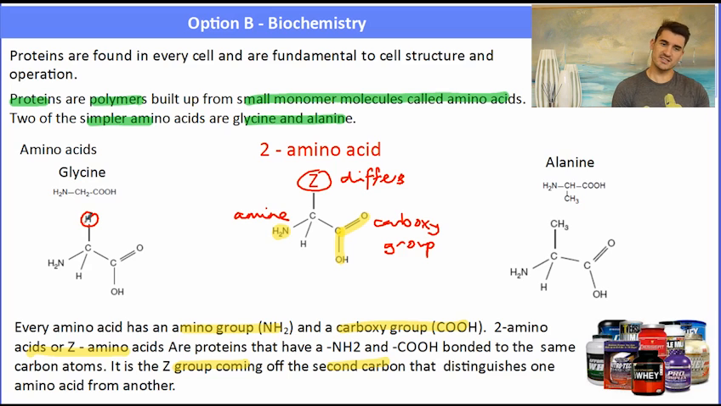So for glycine, the Z group is just a hydrogen. For alanine, it's a methyl group. You can get those Z groups from the data book, so make sure you know where they are, make sure you can locate them so you can look them up. All of the amino acids you will need will be found there.